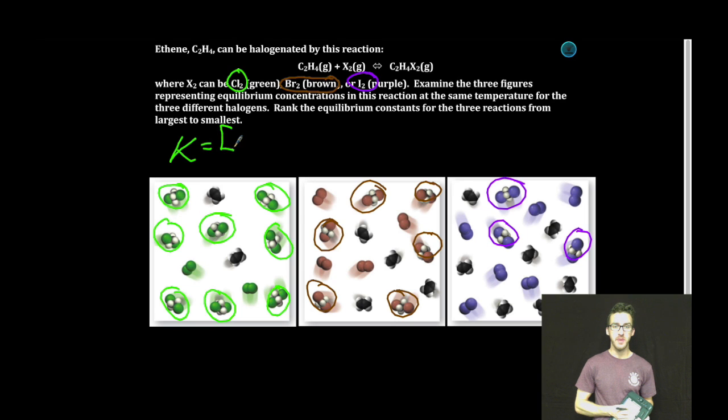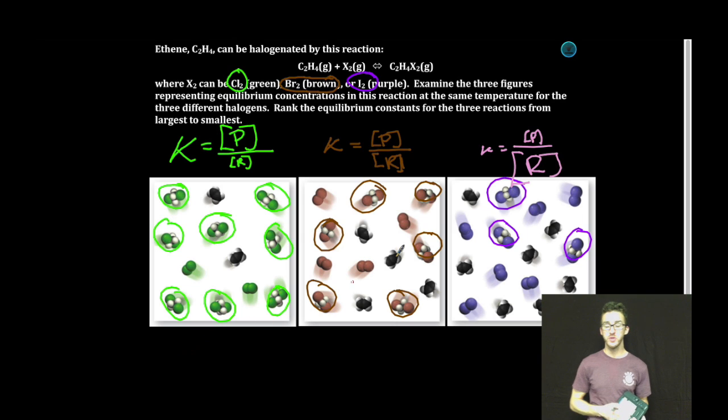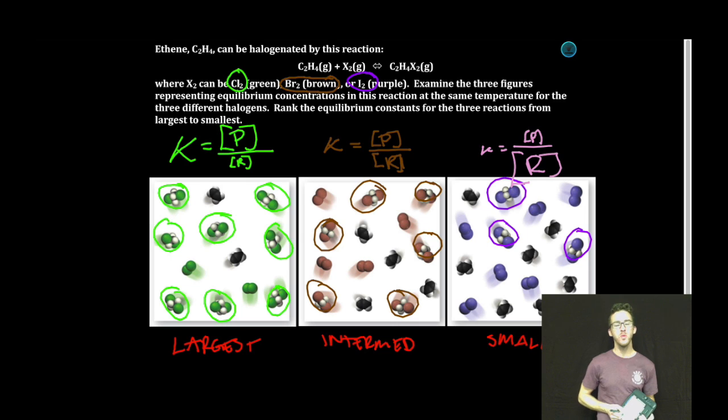Now, as I think about defining my equilibrium constant for each of these situations, I've got a large amount of product in this first example, and relatively little reactant. Let's compare that to the halogenated bromine example. We've got less product and more reactant comparative to the chlorine example. And then finally, with iodine, our K value is going to be very small, because in this example, we have very little product and quite a bit of reactant. So if I were to rank my equilibrium constant values, I'm going to go largest with the chlorine, intermediate with the bromine, and smallest with the iodine.